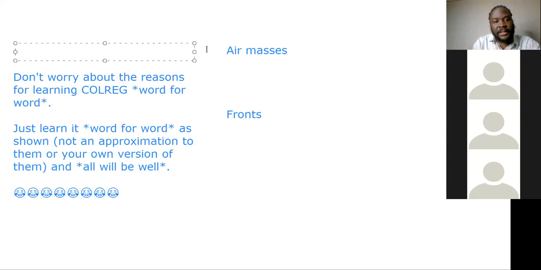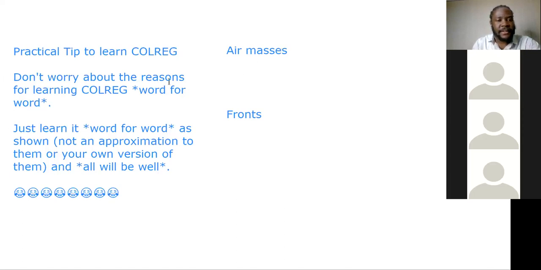So this is a practical tip to learn co-reg. It says, don't worry about the reason for learning co-reg word for word. Just learn it word for word, as shown. Not an approximation to them or your own version to them, and all will be well.